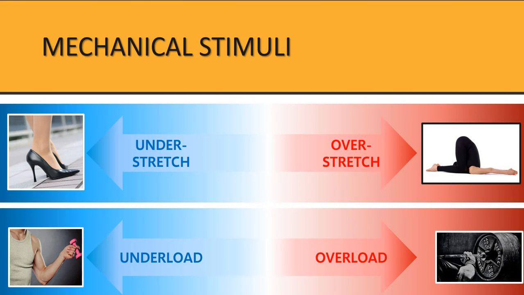And below that we have underloading. This is where there is simply less loading placed on the muscle than typically experienced. Conversely, the exact parallel of this on the right, overstretch, where your muscles are stretched more than they usually are, and overloaded, where they are trained more than normally and expected to exert a greater force more regularly than is typical. So understretch, overstretch, underload, overload are our 4 types of mechanical stimuli.